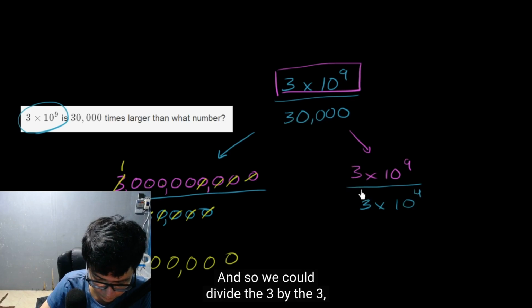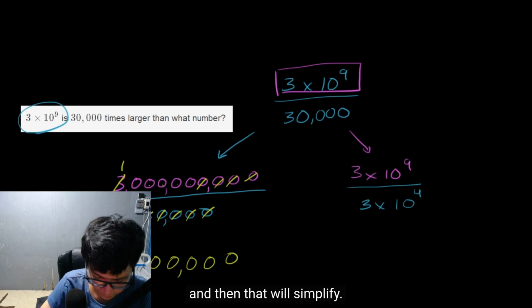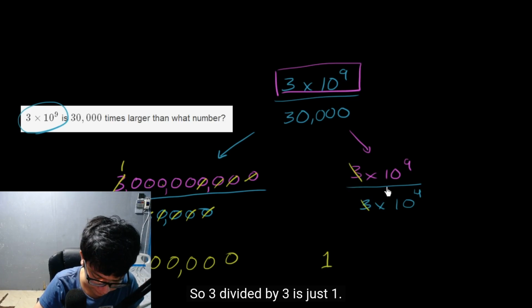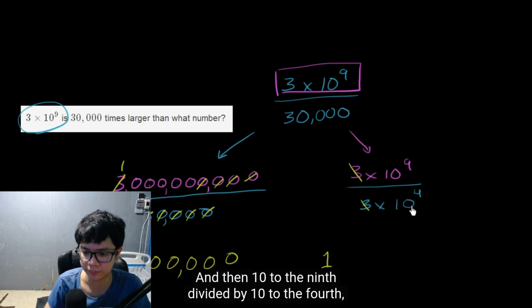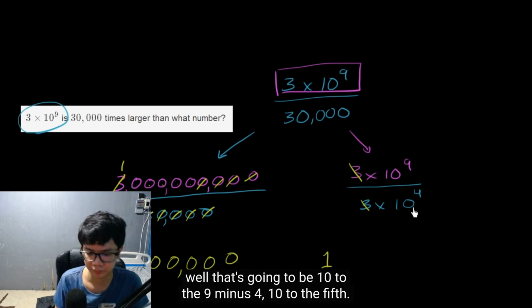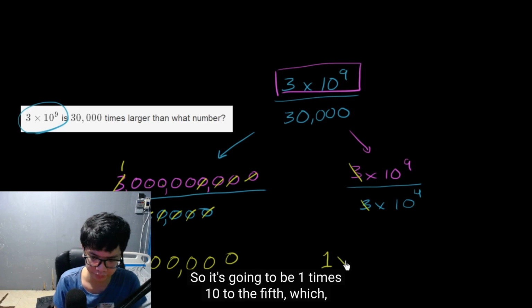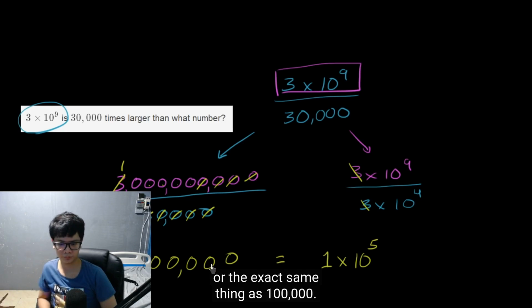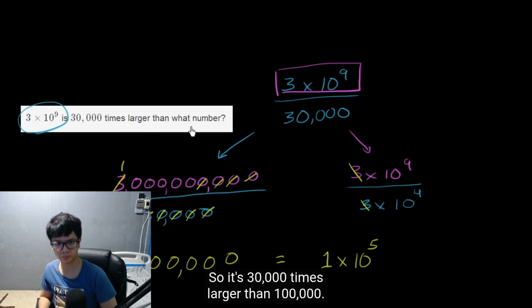And so we can divide the 3 by the 3, and then that will simplify. So 3 divided by 3 is just 1. And then 10 to the 9th divided by 10 to the 4th, that's going to be 10 to the 9 minus 4, 10 to the 5th. It's going to be 1 times 10 to the 5th, which once again is 1 followed by 5 zeros, or the exact same thing as 100,000. So 3 times 10 to the 9th is 30,000 times larger than 100,000.